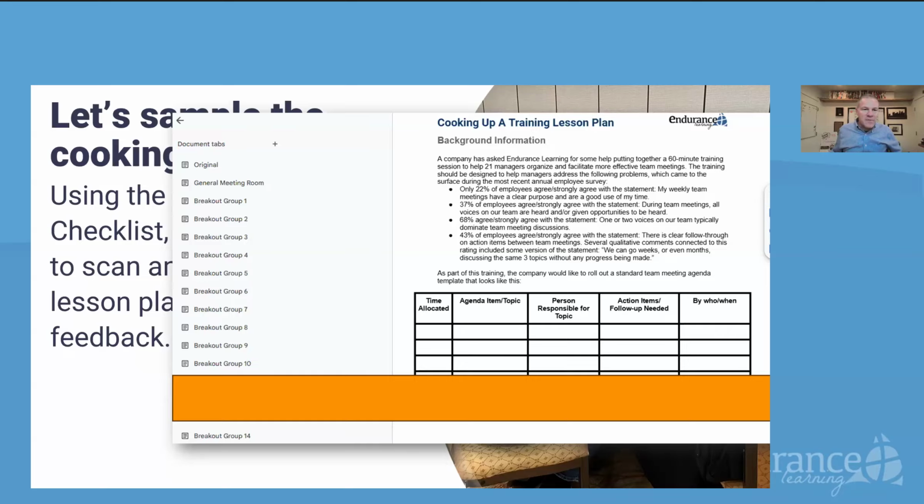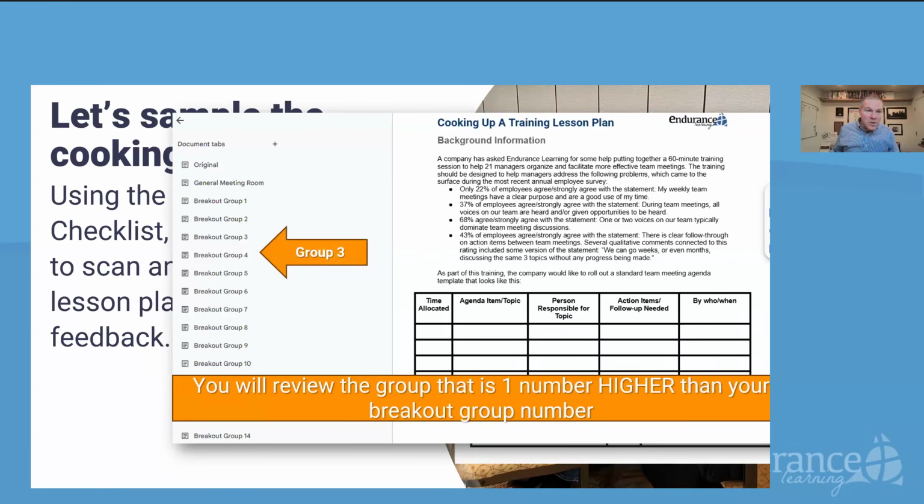Aaron, how many groups did we have? We had 10 groups. If you were in group 10, what you will do is look at the general meeting room lesson. And then the general meeting room will take a look at group number one's. So basically, you're just going to add a number to your own group, and that's how you're going to figure out who you're going to review.